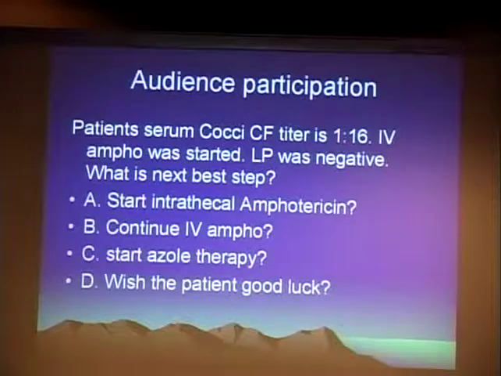It turns out the patient's serum cocci CF titer is 1 to 16. IV ampho was started. An LP was done because of the dissemination concern I mentioned with that high CF, and it was negative. What's the next best step? Well, you could start her on intrathecal amphotericin, continue IV ampho, or start azole therapy. Or you could just wish her good luck. So I don't see any enthusiastic answers. B. Okay. Continue IV ampho.